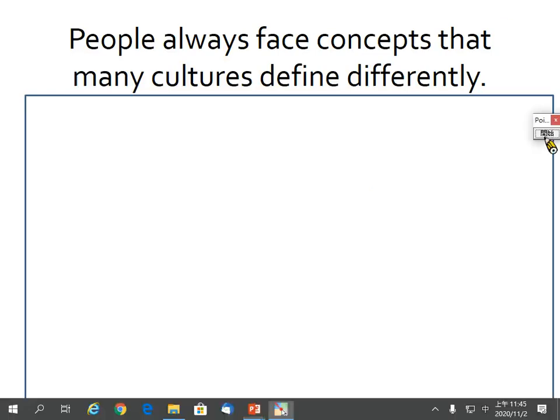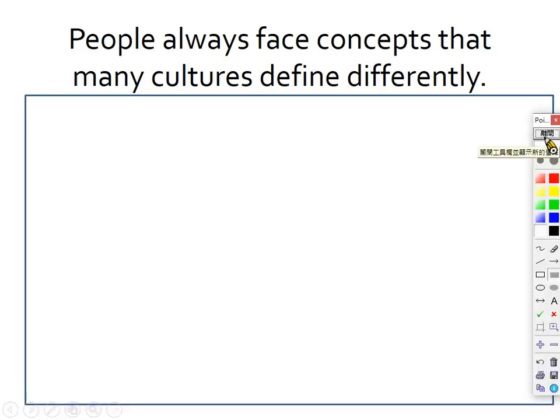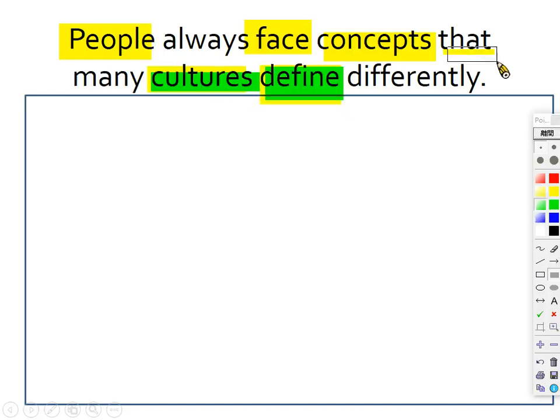Okay, let's look here. People always face concepts that many cultures define differently. So people, subject, right? Face concepts. And we have an adjective clause that many cultures define differently. That is concepts. Is that right? However, that in the adjective clause is used as an object. So cultures define that. Cultures define that, right?